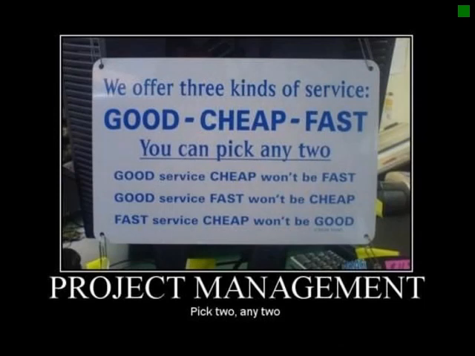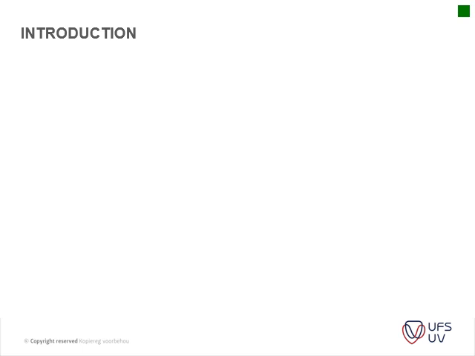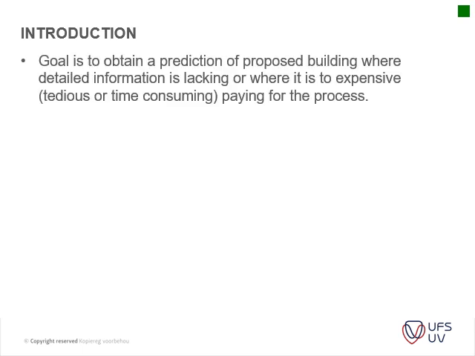Okay, and then I just added this little slide that you can have a look at. And then we get to chapter 2, estimates of buildings. So this is where we actually get to what type of estimation methods is used. The goal is to obtain a prediction of the proposed building where detailed information is lacking or where it is expensive, tedious or time-consuming paying for the process. So you want to get the most optimal solution for that current situation where you are.